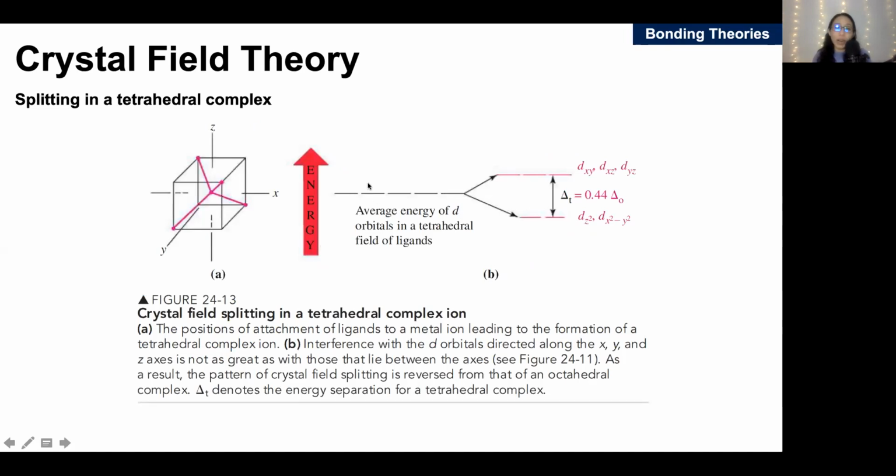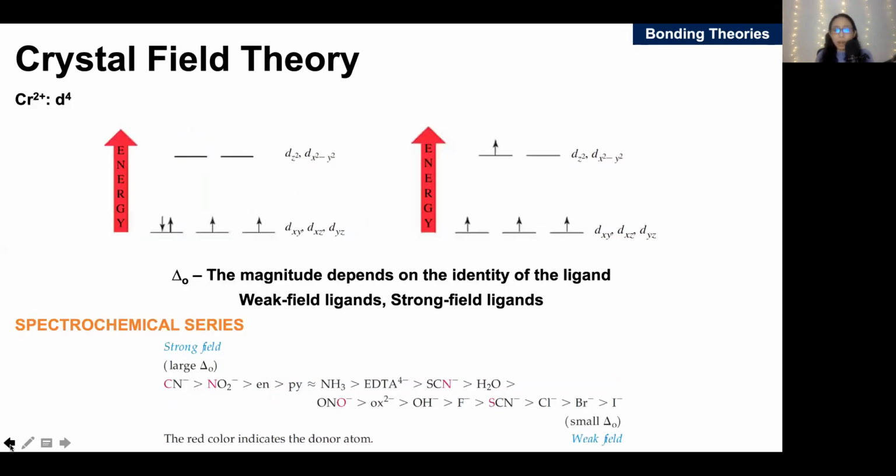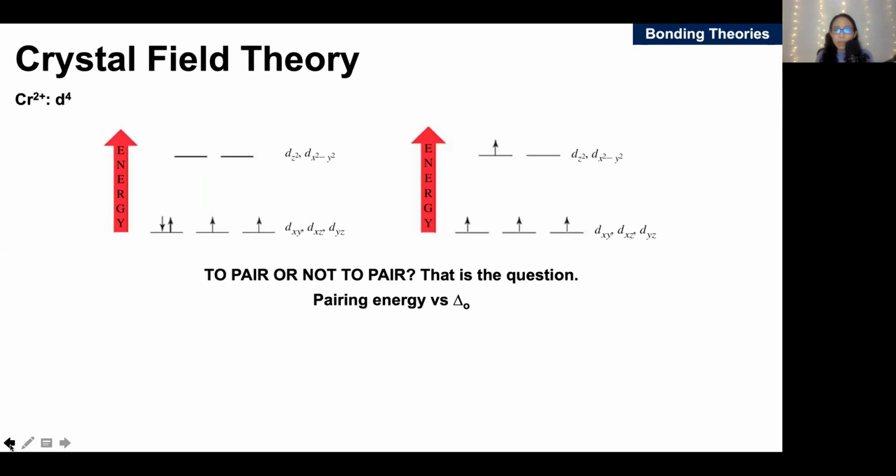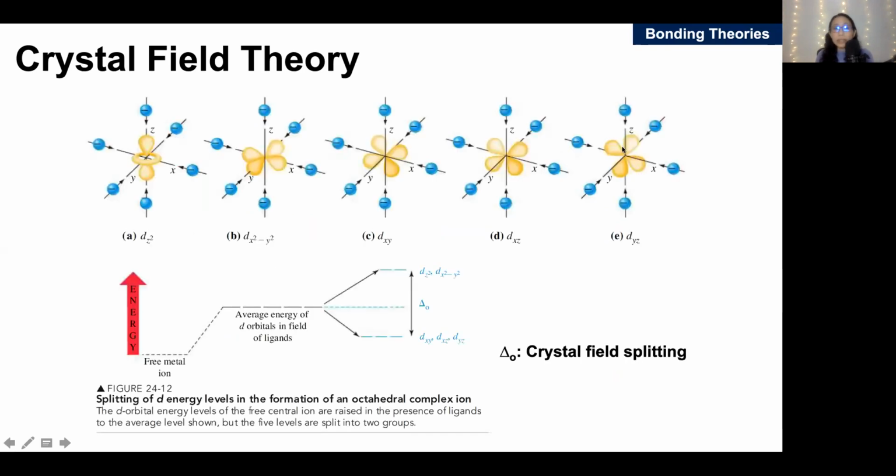Now, that is for an octahedral structure. So of course, if you have a different structure, the splitting will be different. The splitting for a tetrahedral complex is given here. So again, this is if we consider how the incoming ligands will interact with your d orbitals. So for the tetrahedral structure, there will be repulsion for your xy, xz, and yz d orbitals. They are head-on with the electrons of the ligands.